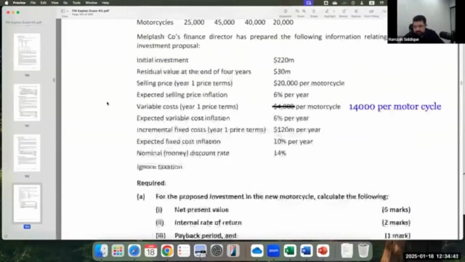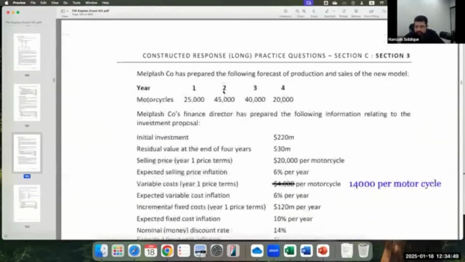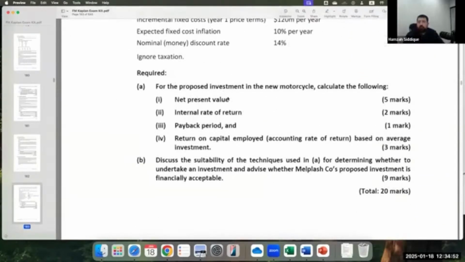Yes, very good question. The question name is Melplash Company, June 2022. For the proposed investment in the new motorcycle, calculate the following: NPV, IRR, payback, ROCE. And the second part is very important. Discuss the suitability of the techniques used in A to determine whether to undertake the investment, and advise whether the investment is acceptable or not. 20 marks.